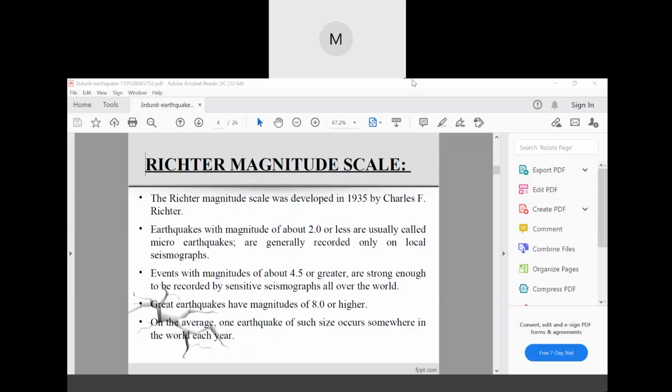Now the classification of earthquakes and all, these are all done on the IS code. We have two IS codes, 1893 and 13920.